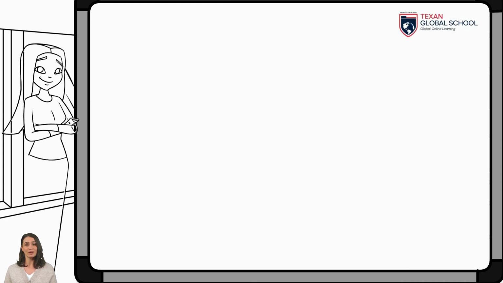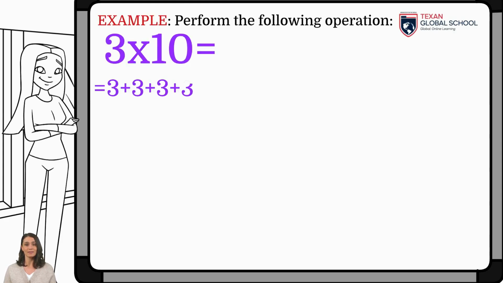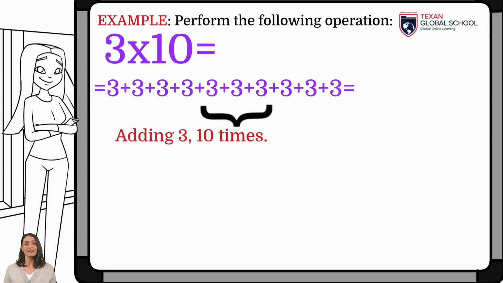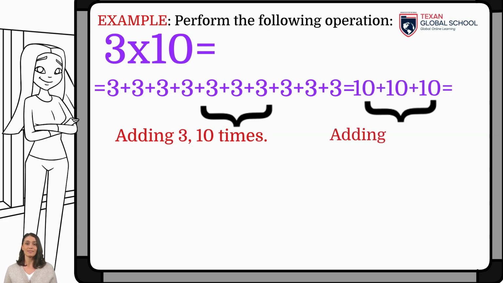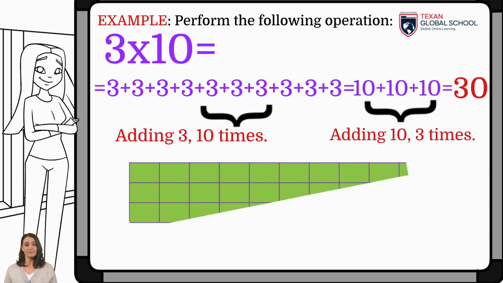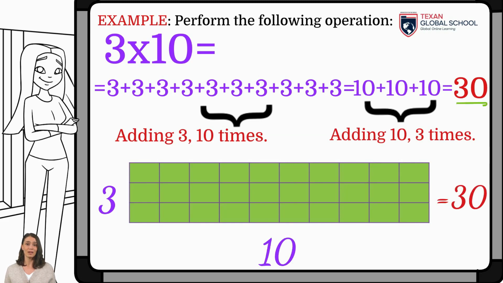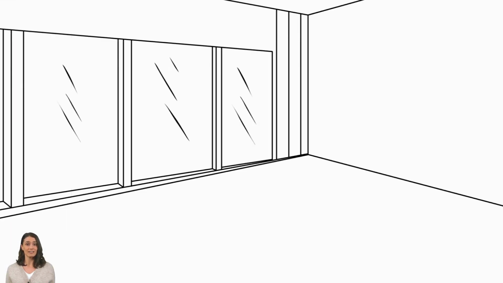Finally, multiply 3 by 10. We add 3 10 times, or we add 10 3 times. Therefore, 3 times 10 is 30. The model represents 3 rows by 10 columns. So we have 30 units. Hence, we conclude that 3 times 10 is 30.